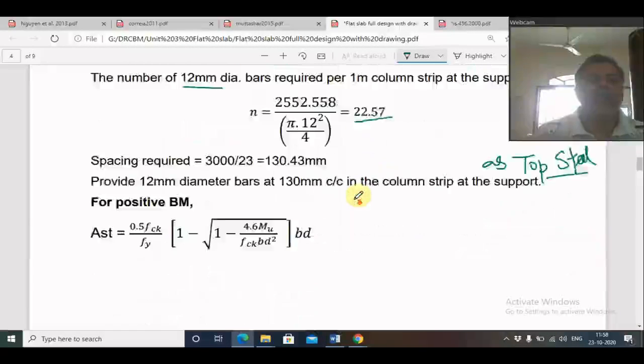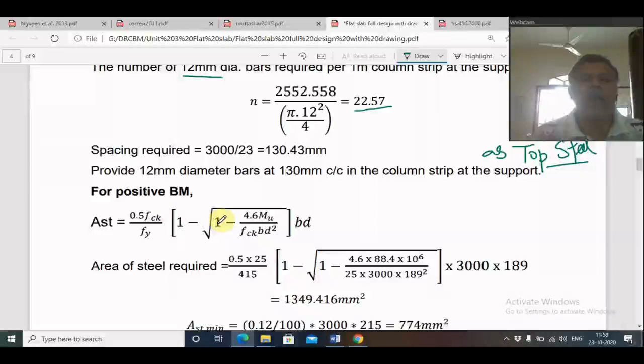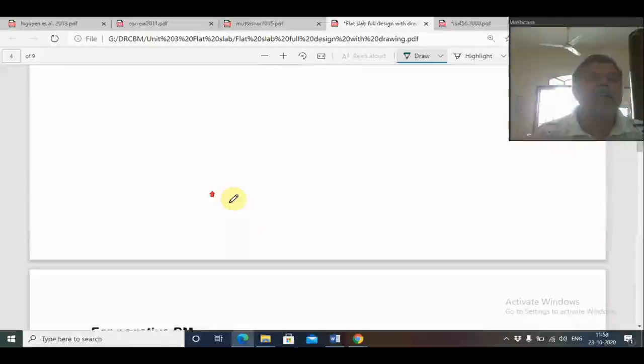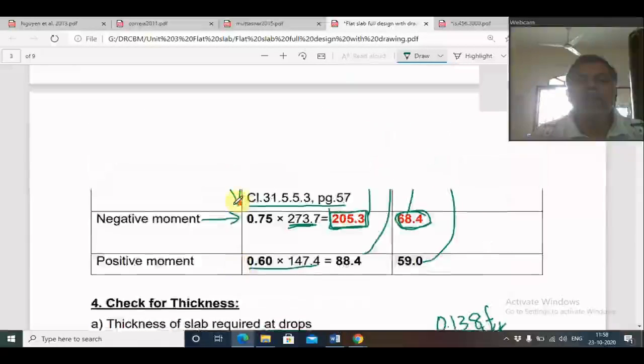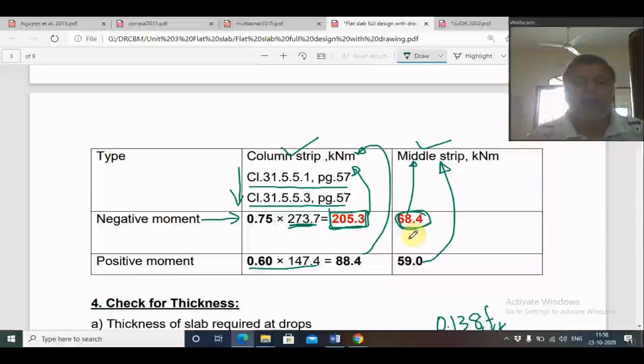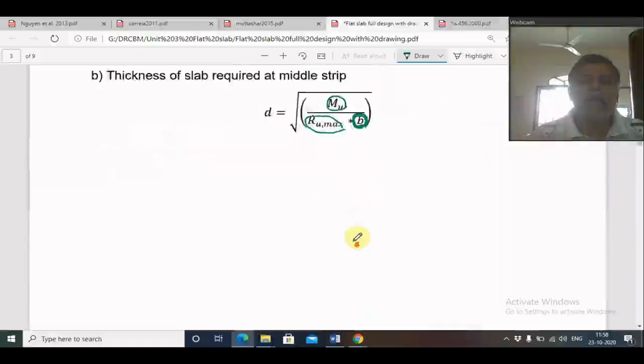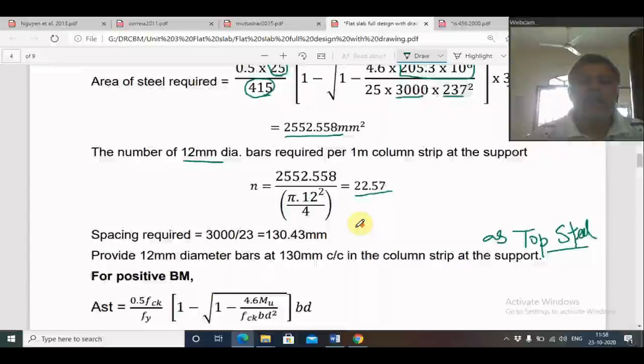Okay. Then for positive bending moment, again the same formula, same substitutions. The only variation here is that we have to use the corresponding positive bending moment value for column strip. Let's again go to the moment table. Here, now we are talking about the column strip, positive bending moment. Therefore, the corresponding value is 88.4 kNm. So, I have to use the value of 88.4 kNm in that AST required equation.